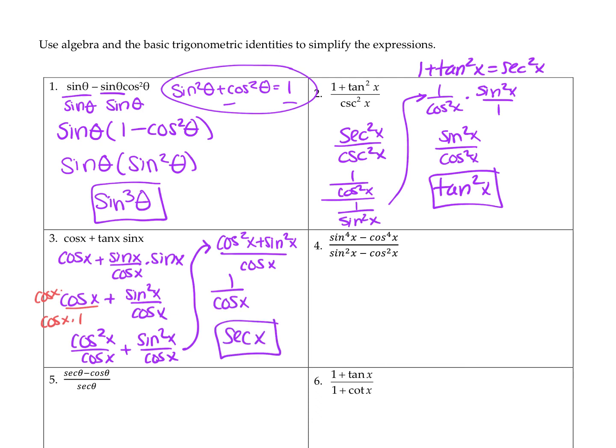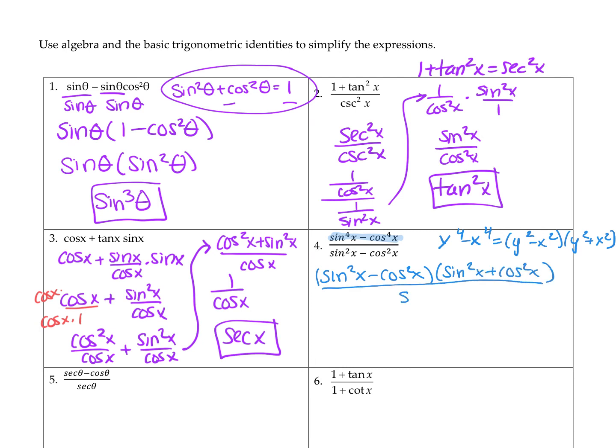In number 4, we're going to have to use factoring. And my numerator is actually a difference of perfect squares, which we haven't looked at in a while. But if I thought about this as pretty much y to the 4th minus x to the 4th, this would factor as y squared minus x squared and y squared plus x squared. So we're going to use that same format. So we have sine squared minus cosine squared times sine squared plus cosine squared, all over sine squared minus cosine squared.